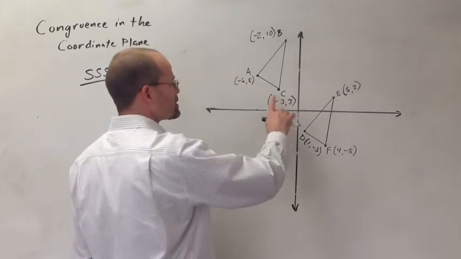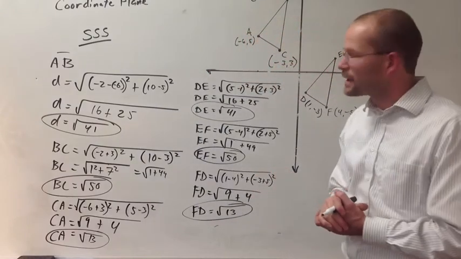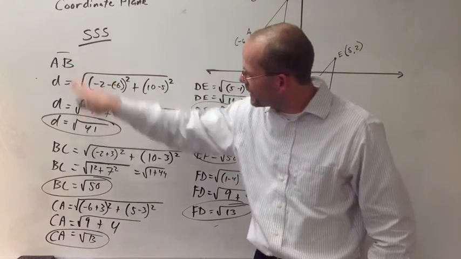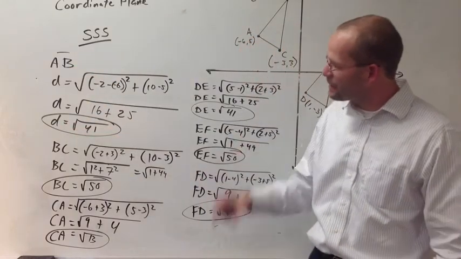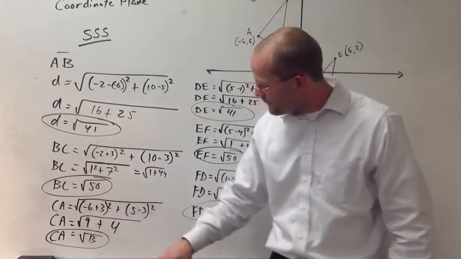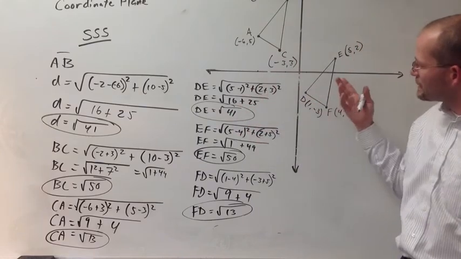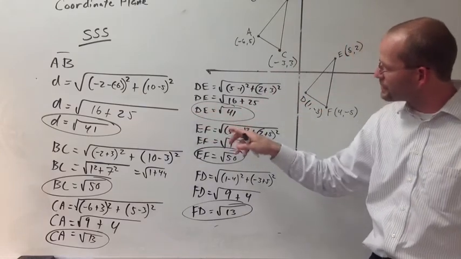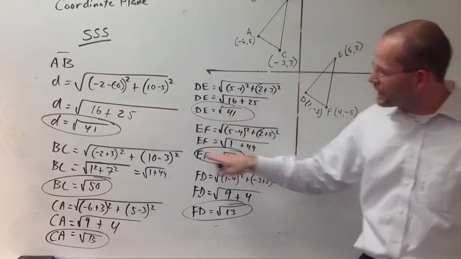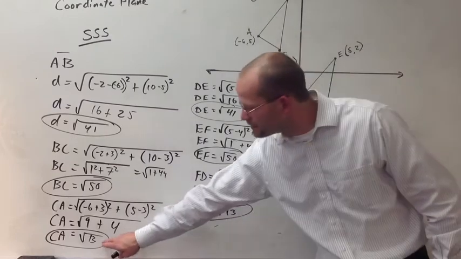So the first thing we need to do is just run the distance formula on all 6 of the sides. Okay, I've gone ahead and run the distance formula on each of the segments. Segment AB, the distance from A to B is square root of 41, so side AB has length square root of 41 units. Segment BC, square root of 50, segment CA, square root of 13, and over here you can see that corresponding segments all match up and are congruent. So segment DE is congruent to segment AB, square root of 50 for EF and BC, and square root of 13 for FD and CA.